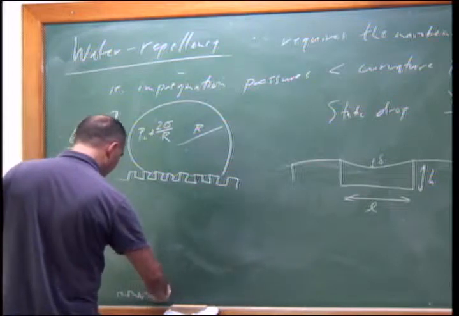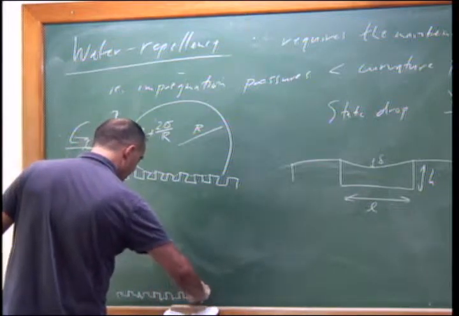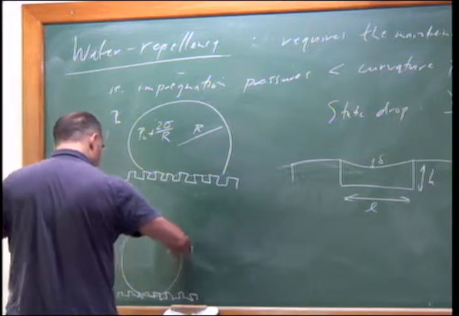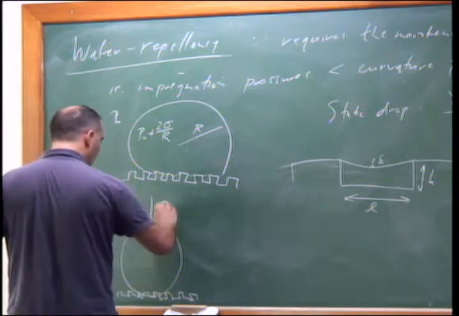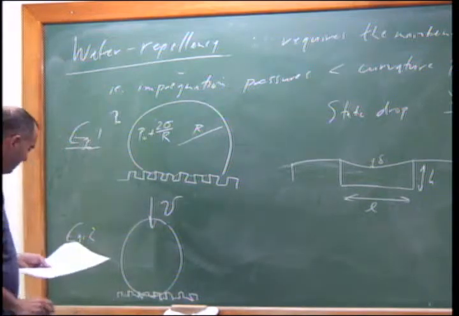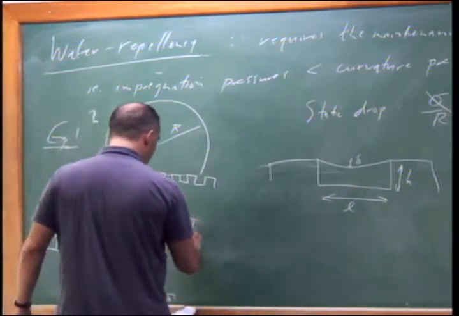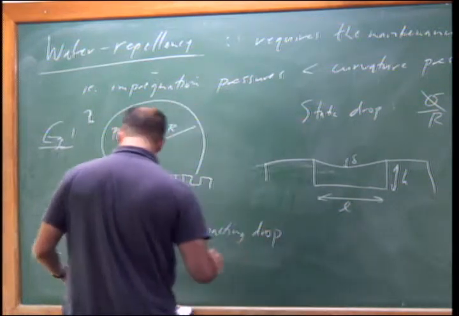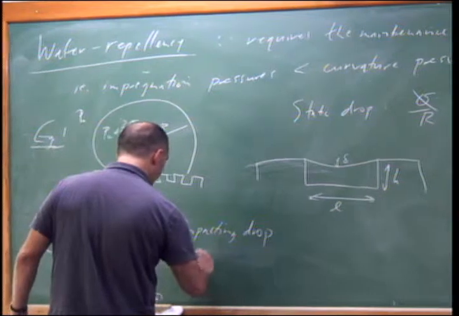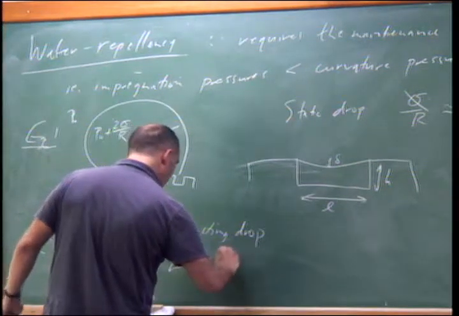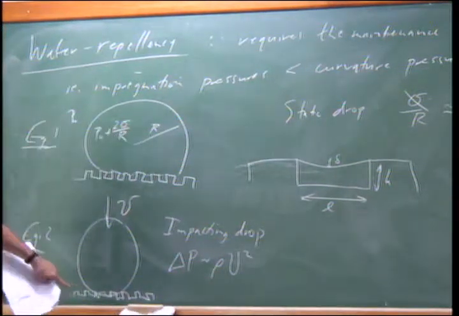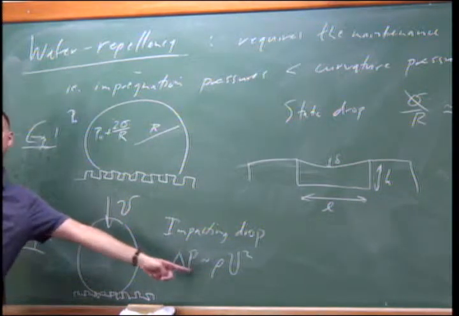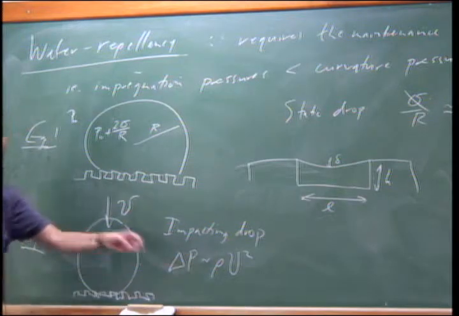So we have some rough surface here, and we have a drop coming down at a speed u. Then we expect the characteristic pressure to be rho u squared. That's what we expect to be the impregnation pressure, right? So the curvature pressure generated here has to exceed this pressure in order to maintain a water repellent state.